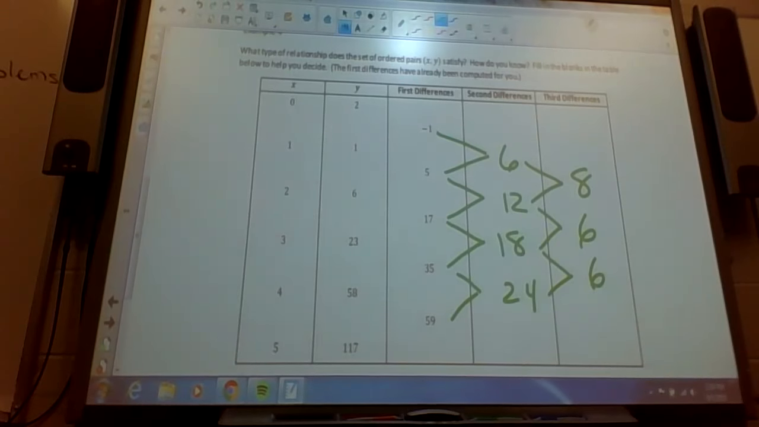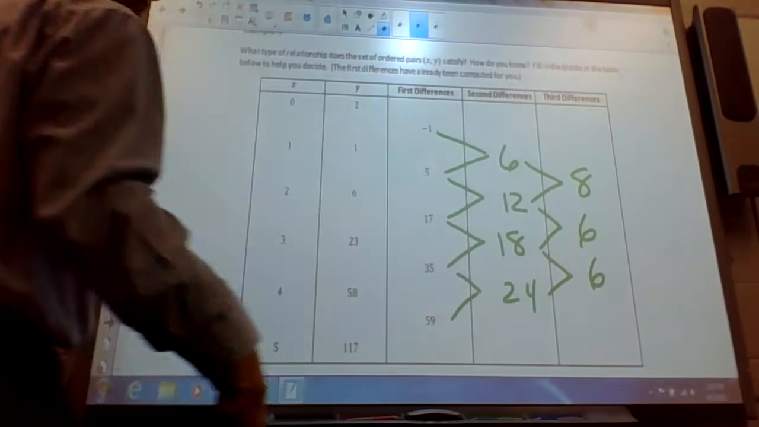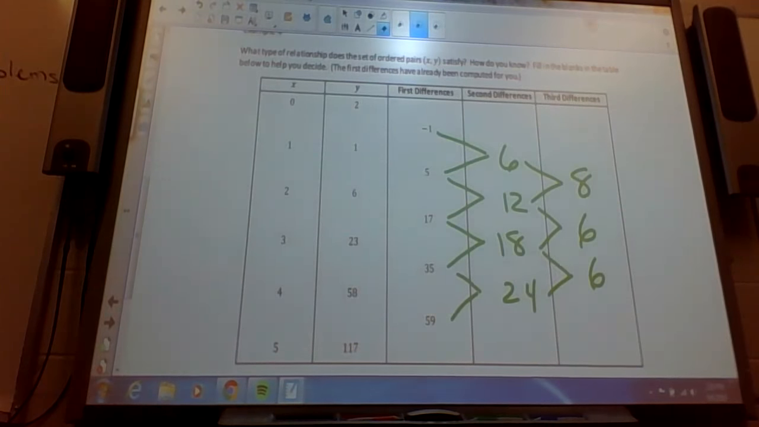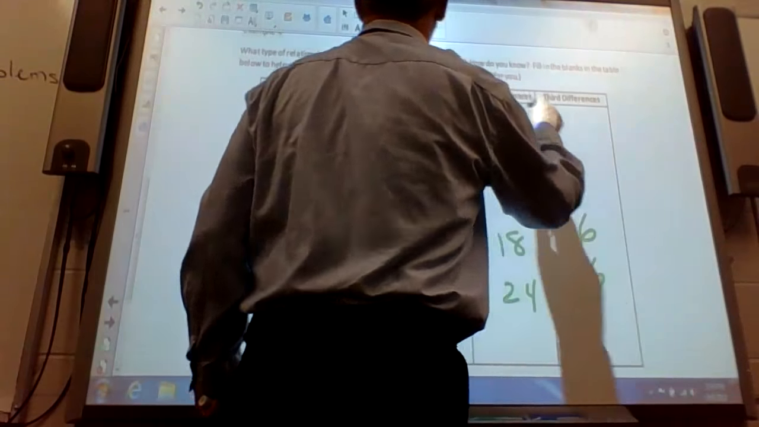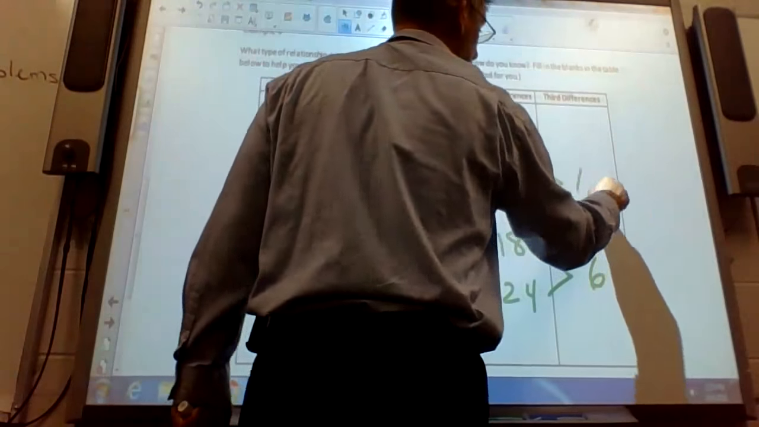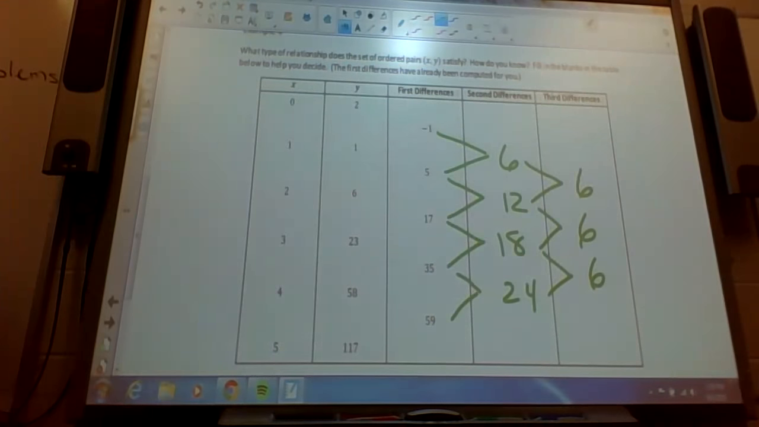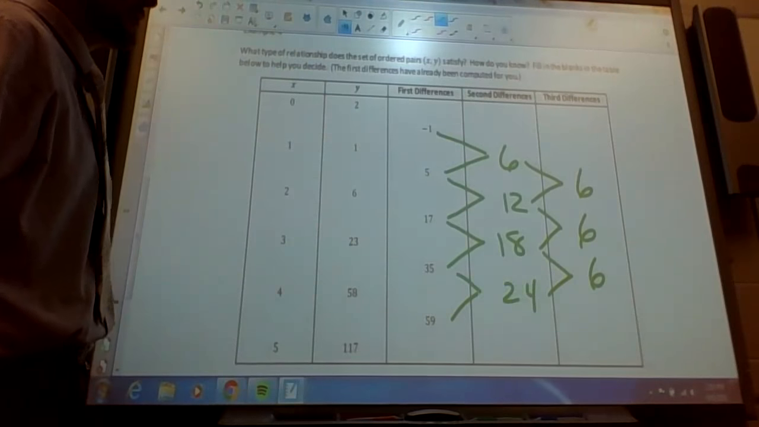Is that right? No. What did I throw a curveball with? 6 and 12. It's 6, not 8. The difference between this 6 and here 12 is off. That's supposed to be a 6. It's pretty ominous, isn't it? It's like from a horror movie or something. Okay, so 666 is my third difference.